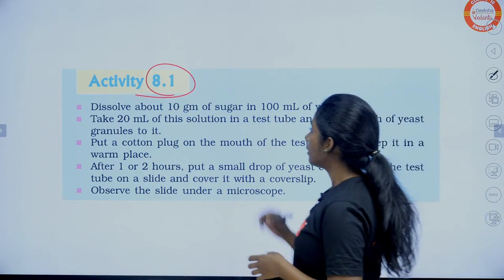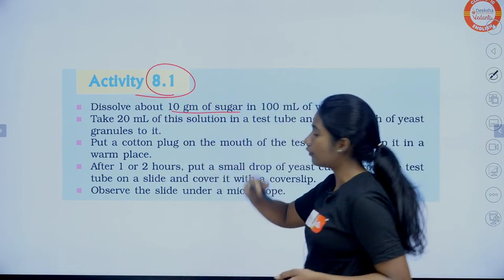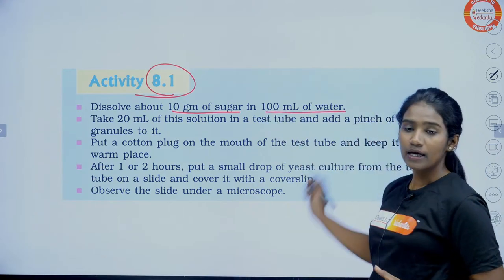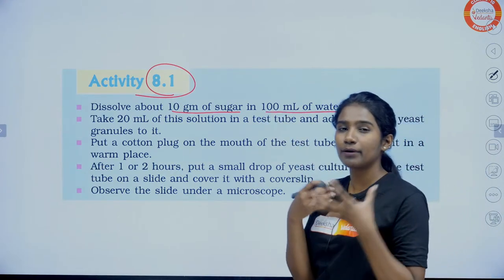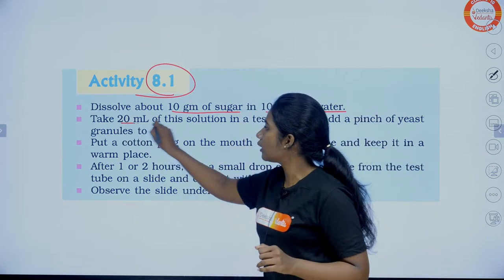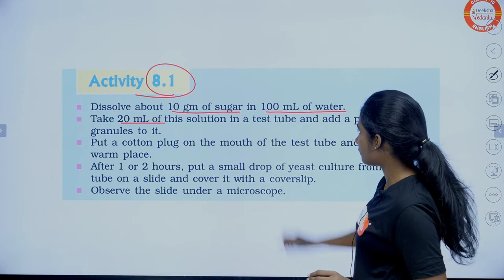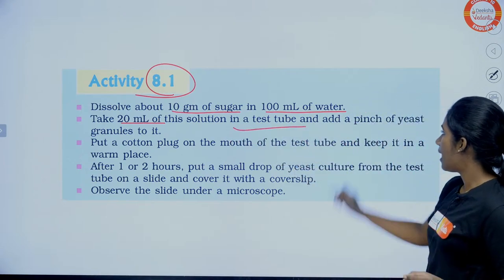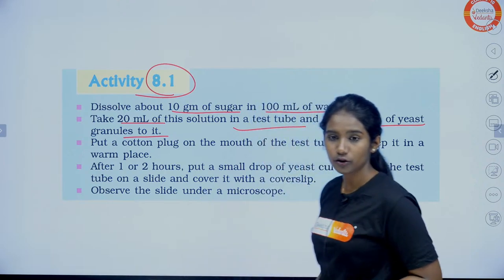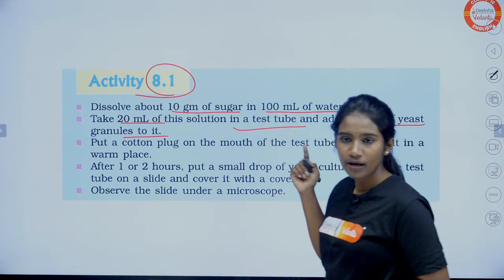Now dissolve 10 grams of sugar in 100 ml of water. Again we are making a solution, preparing a sweet solution. Then take 20 ml of this solution in a test tube and add a pinch of yeast granules to it. We already did this, right?